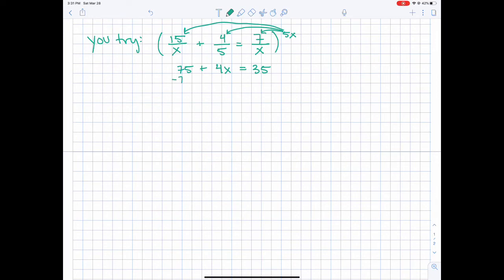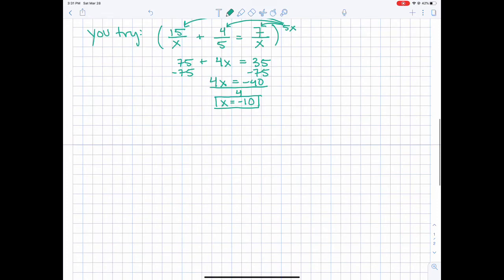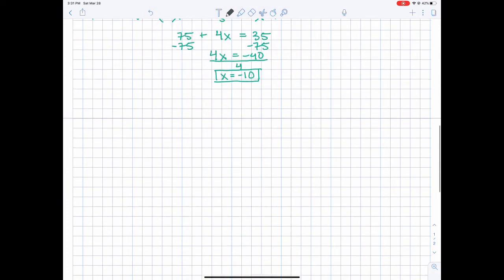I got this. I'm going to subtract 75 from both sides, meaning that 4x is equal to negative 40. Divide by 4, and x is equal to negative 10. I'm going to go ahead, box my final answer. Very nice job.